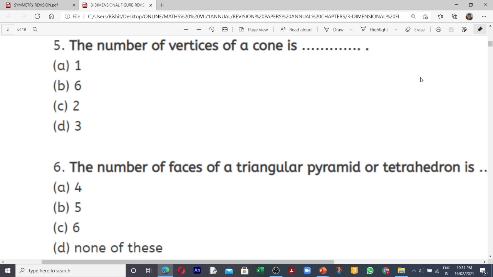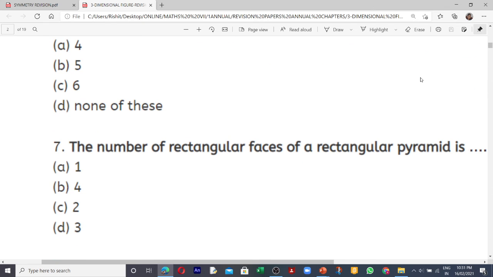Next, question number 6 is over now. Now, the number of rectangular faces of a rectangular pyramid. It is a rectangular pyramid. So rectangular pyramid means the base will be rectangle. Okay, so how many rectangular faces उसमें कितने होंगे बेटा? Come on, imagine it. You can draw it also. Draw a rectangular pyramid and see how many rectangular faces are there, not the total face.